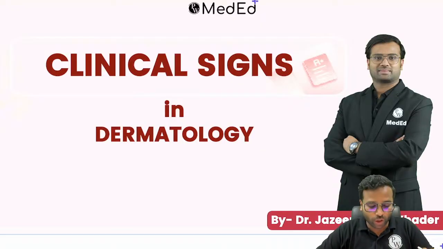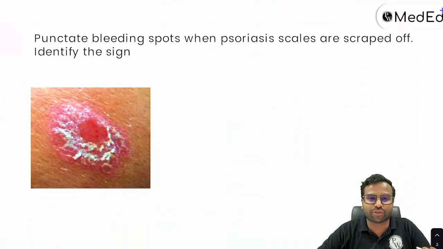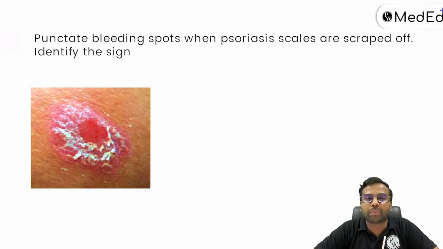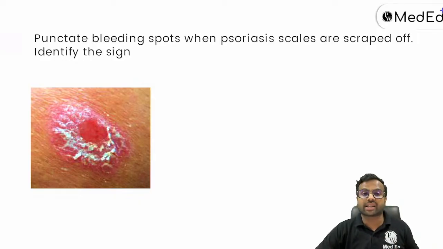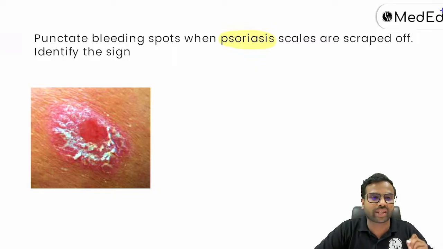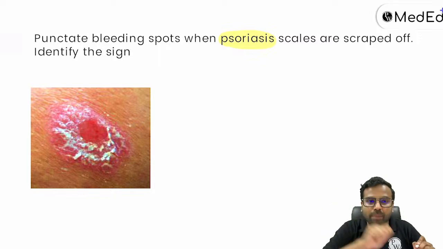Okay, so we are going to talk about each and every clinical case now. Let's begin with the first case. Now, the condition here is punctate bleeding spots when psoriasis scales are scraped off. Identify the sign. So here the diagnosis is already mentioned, that this is a patient who is having psoriasis, and in psoriasis, what is the sign where you can see some small punctate bleeding spots, especially when you scrape off the lesions.